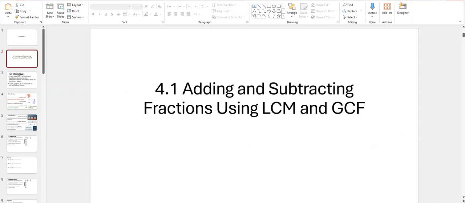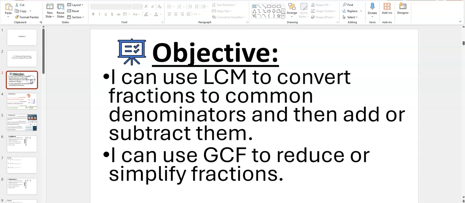All right, ladies and gentlemen, we are starting our Module 4 lessons. We are going to work with fractions in this module, so we're starting off by reviewing how to add and subtract fractions and taking our knowledge of LCM and GCF and applying it to adding and subtracting, okay? So we're going to use our LCM to convert fractions to common denominators so that we can add or subtract them. And we're going to use our GCF to help simplify or reduce those fractions to smallest form.